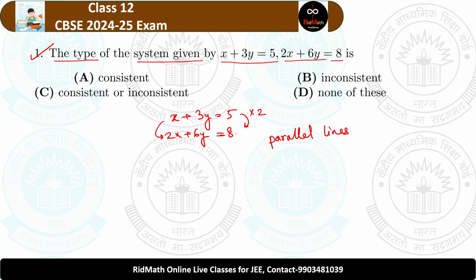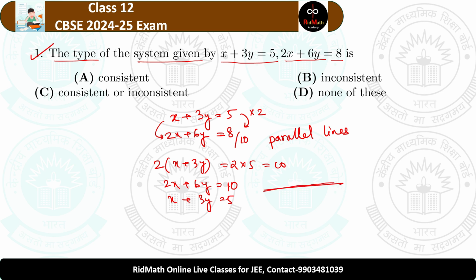If here, instead of 8, 10 was given, then multiplying the first equation, 2 into x plus 3y equal to 2 into 5, that would be 10, and this would be 2x plus 6y equal to 10. Then this equation and x plus 3y equal to 5, these two equations are the same and the two straight lines overlap. But here these two straight lines are parallel. That means no solution for this system, and therefore this system is inconsistent. That means option B is correct, inconsistent.